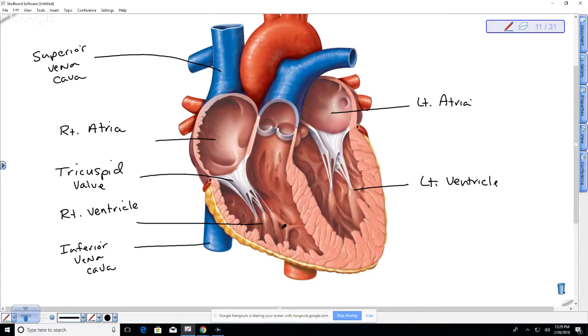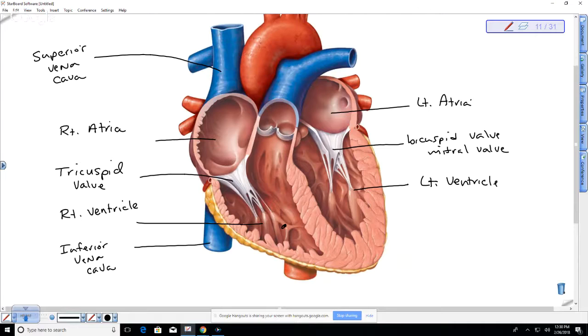This valve right here is called the bicuspid valve. It also has another name, which is called the mitral valve. The mitral valve is the valve that oftentimes wears out. So what it does, you get blood that doesn't flow properly through the heart, and when that ventricle, the left ventricle, contracts to send blood out to the body, it sometimes goes back up into the atria, and so that prevents the blood from flowing properly. So that's the valve that a lot of people have to have replaced.